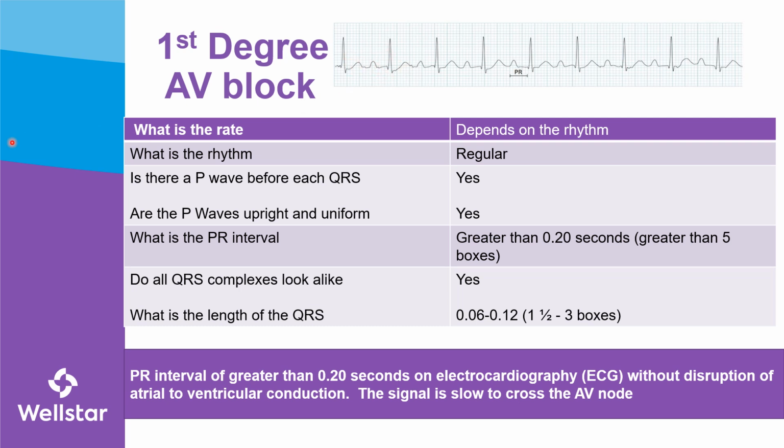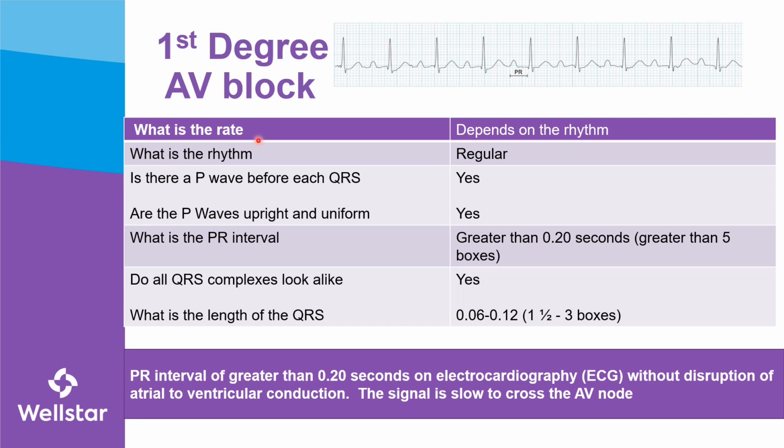The rhythm, is it regular? Oh, it is regular. The P waves are consistent. The QRS complexes are consistent. So this is regular. Is there a P wave before each QRS? Yes, there is. Are the P waves upright and uniform? Yes, they are. What is the PR interval? This is where we are going to get our information that tells us this is a first degree AV block.